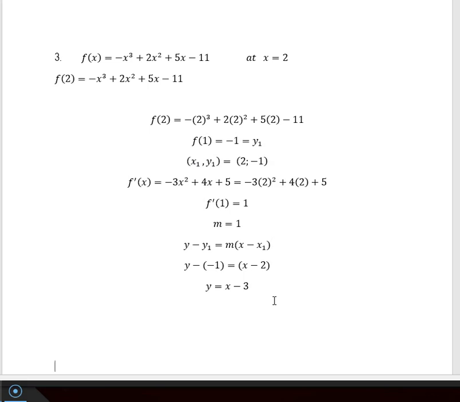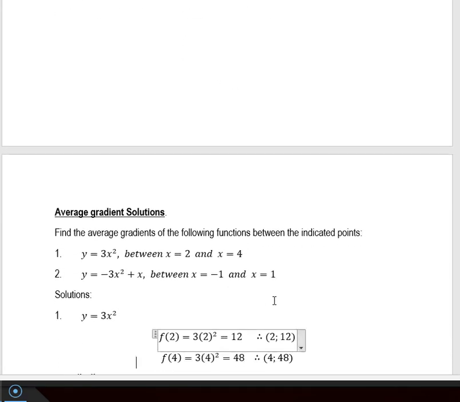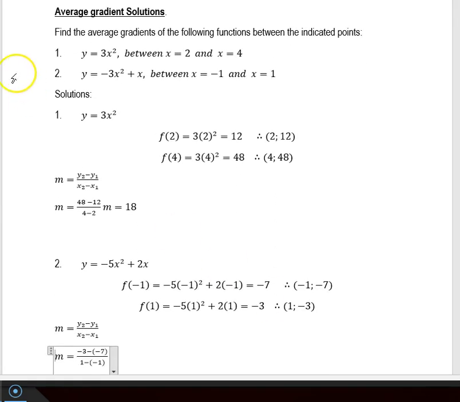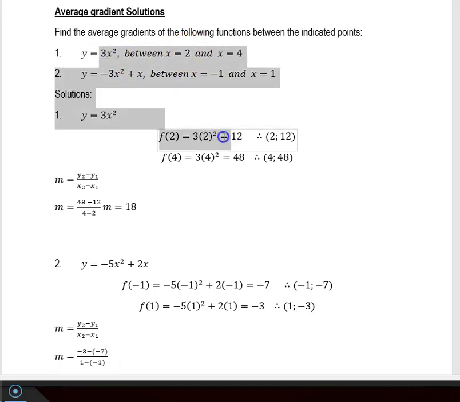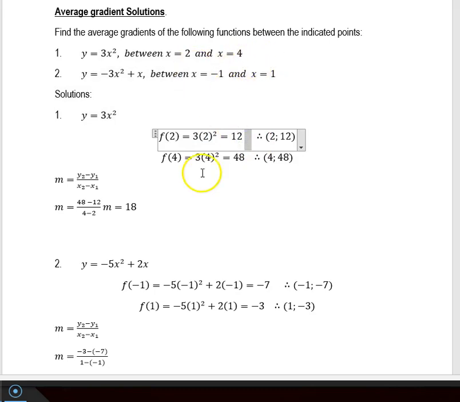Let's now look at how to find average gradients. Average gradients. Example 1 says, find the average gradients of the following functions between the indicated points. That is the function, and those are the 2 points. To find the average gradient between this point and this point of x, the first thing to do is to substitute for x equals 2 in the function, and that's what I'm going to be having. I'm going to be having 12 if I substitute for 2 there, and if I substitute for 4, I'm going to be having 48. Now this becomes your x1, y1. This becomes your x2, y2.